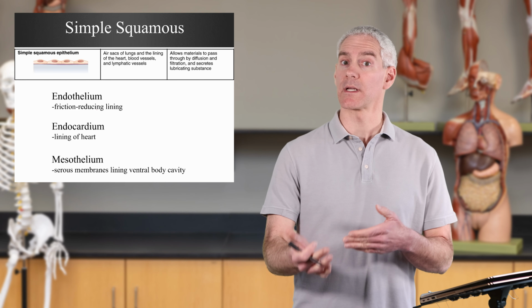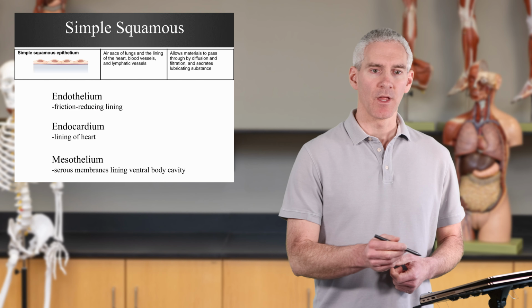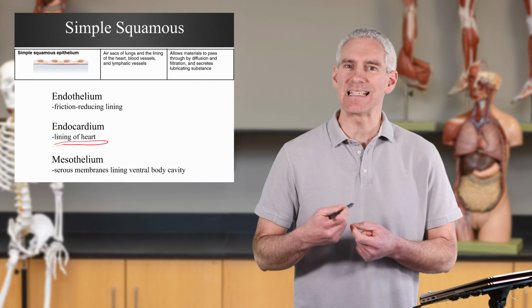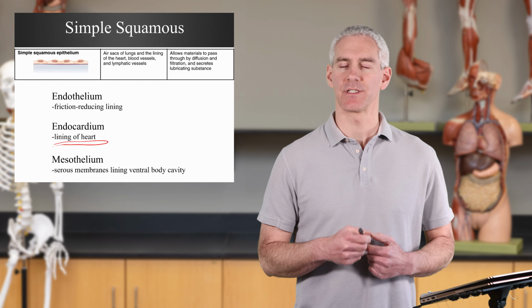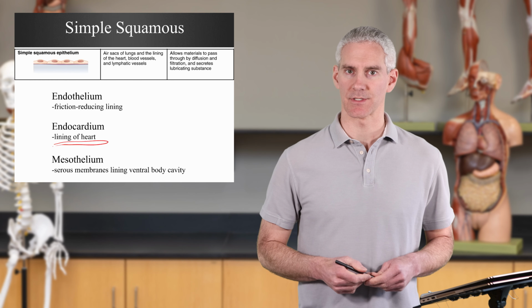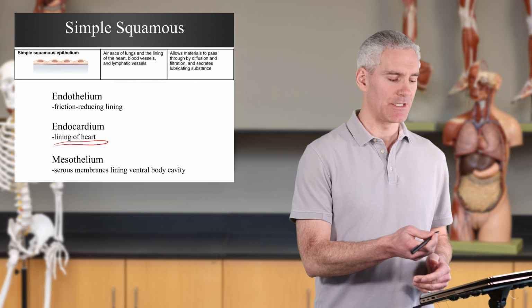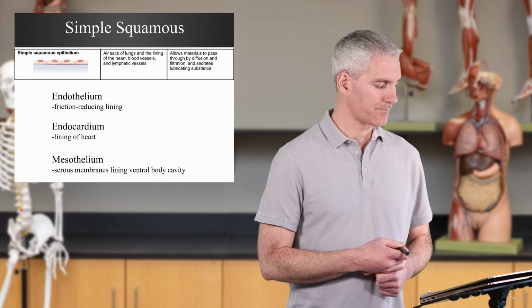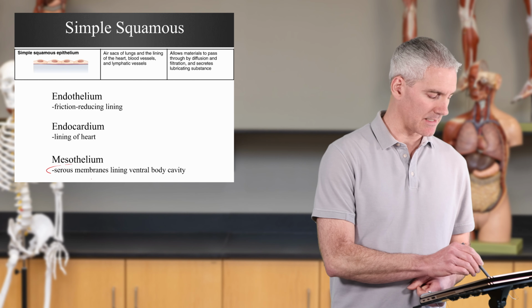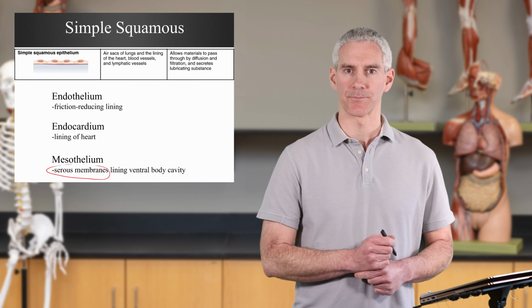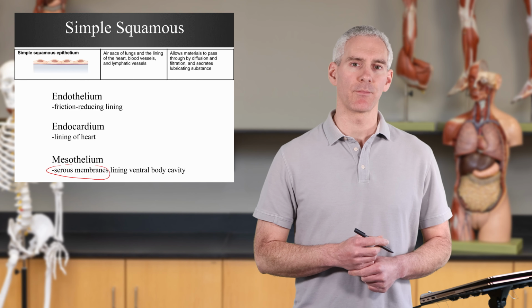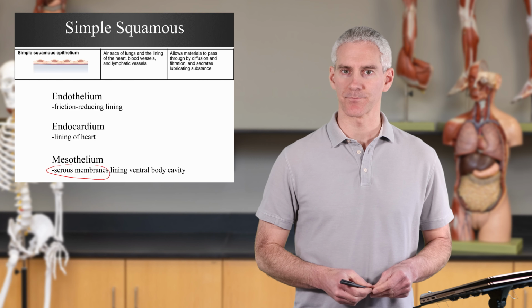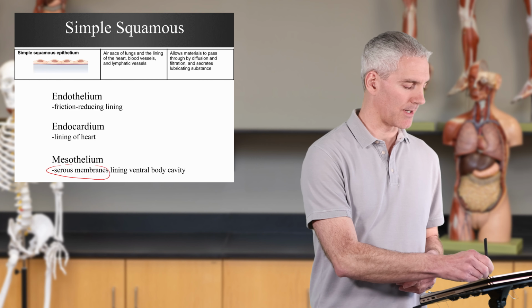Endocardium. Well, cardia refers to heart, so endocardium is lining the heart. It's the inside lining where the blood touches the actual main chambers. And the last one at the bottom is the mesothelium. Serous membranes, that's key. We'll get back to those more. But these serous membranes are lining the body cavity and covering various organs.